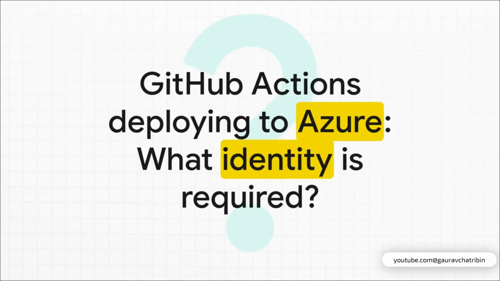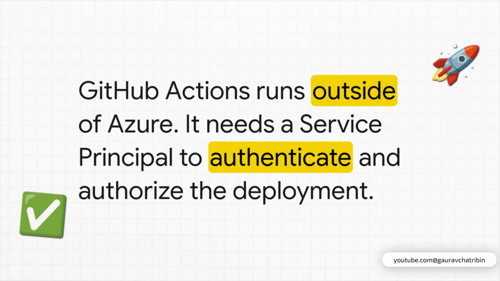All right, scenario number 2. We've got a GitHub Actions workflow. So again, what's the deciding factor? Where is that workflow actually running? Is it inside or outside of the Azure environment? Yep, this is the classic use case for a service principal. GitHub Actions runs on GitHub's infrastructure, which is totally external to Azure. So to authenticate, it needs that manually created ID card, the service principal, to present at Azure's front door.